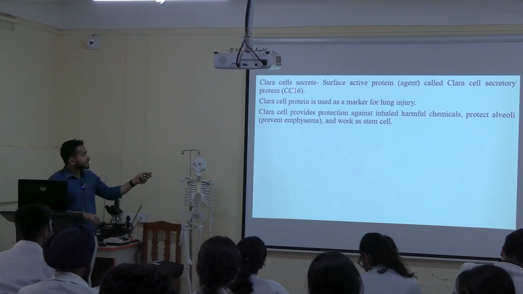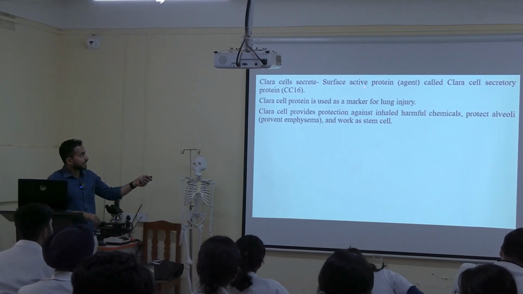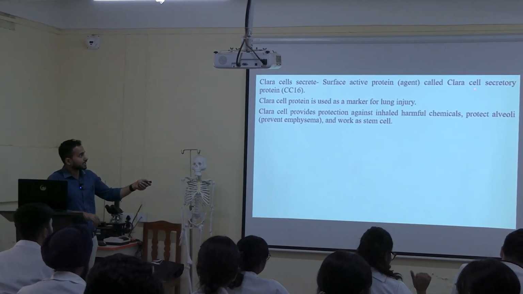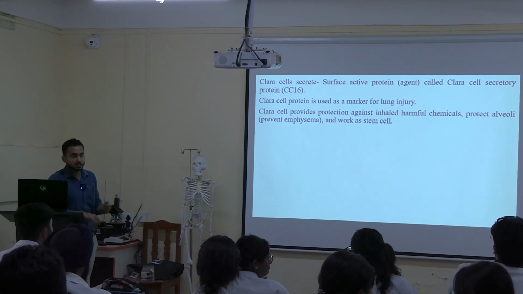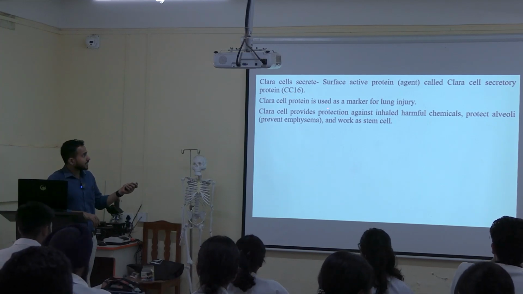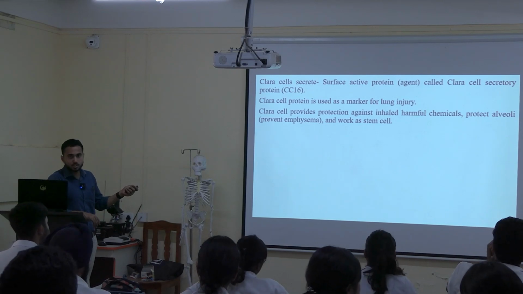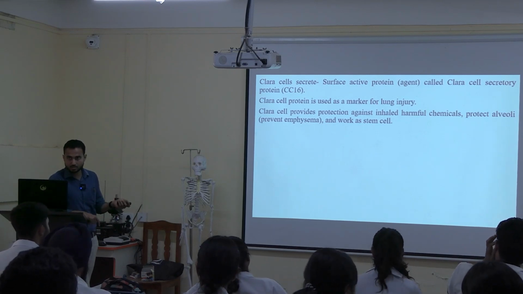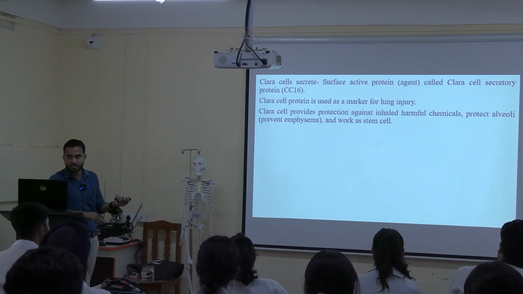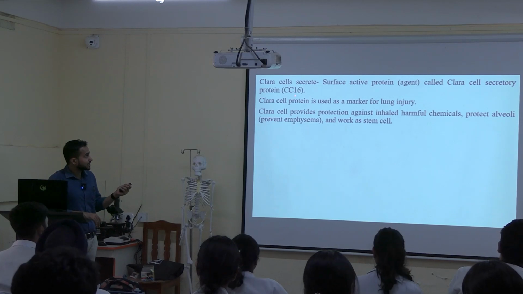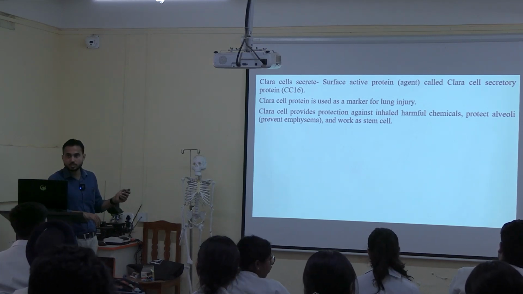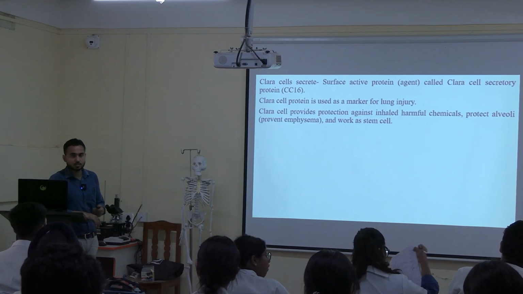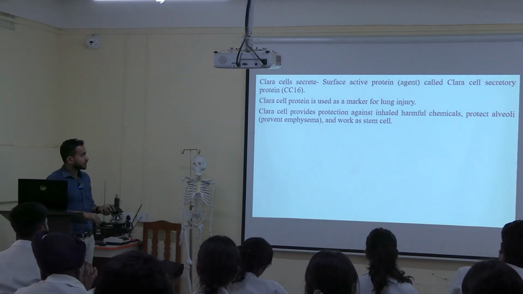Mention this: Clara cell secretes a surface active protein agent, called Clara cell secretory protein, or also called CC16. Okay? So Clara cell protein is used as a marker for lung injury. That means if there is any damage to the lung, inflammation, infection, anything, at that time this particular protein will be elevated in the blood. So like this, the diagnosis can be done.